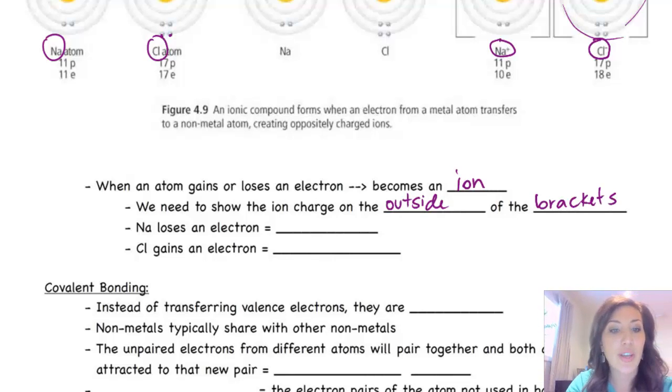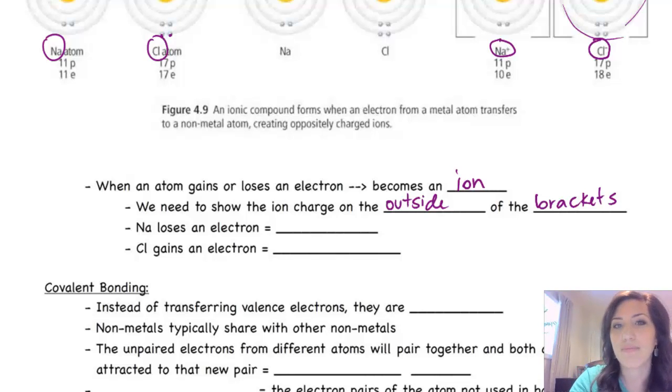Because sodium is losing an electron, do you think that this is the metal or the nonmetal? Remember that metals are cations and the nonmetals are often anions. So which one do you think is the metal? Well, sodium is losing the electrons, so it will be the metal cation, and chlorine will be the nonmetal anion.